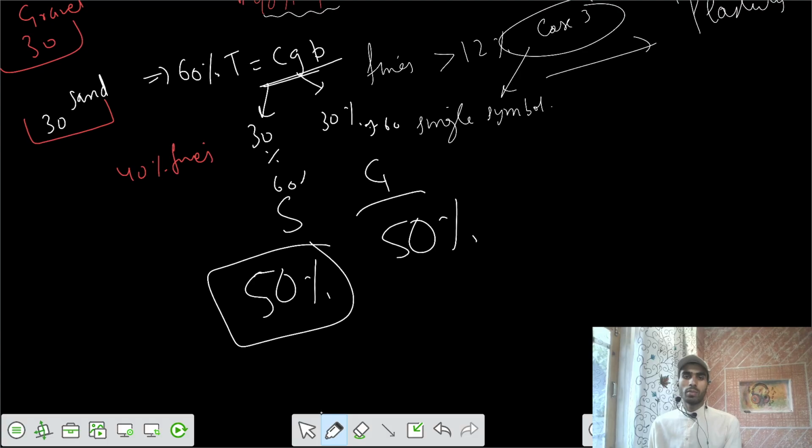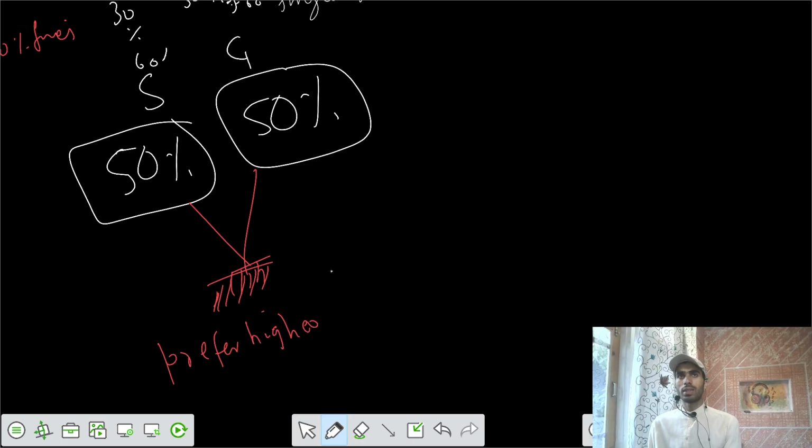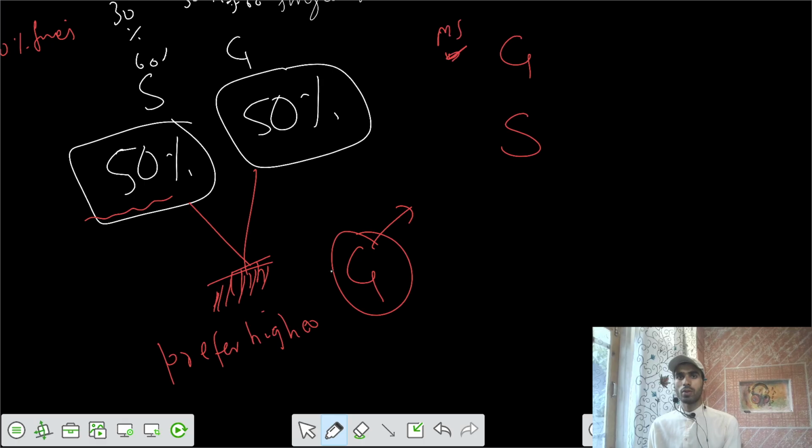So which of the symbols should we use here? If your value is coming out to be the same, you should prefer the higher one. If the options are such that both are there, you can pick the higher one. So I can pick gravel. But if the options are like G is there and sand is also there, and it is a multiple select question, MSQ, you can select both of those.